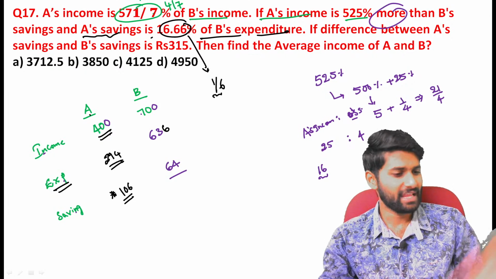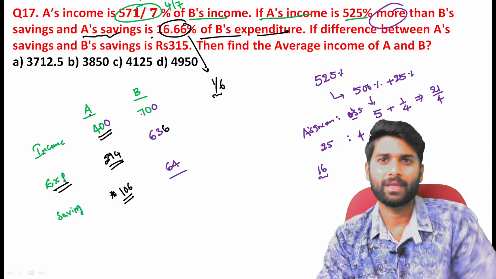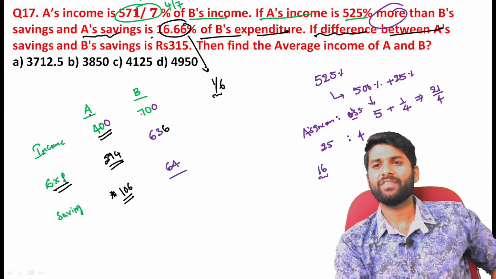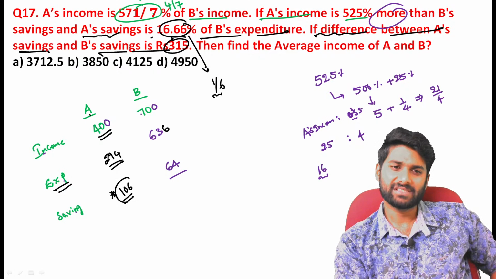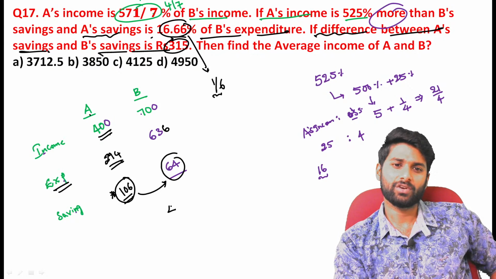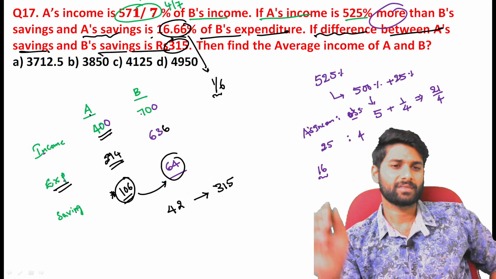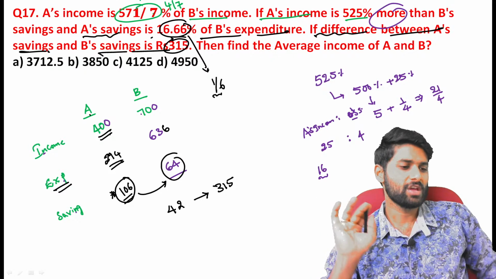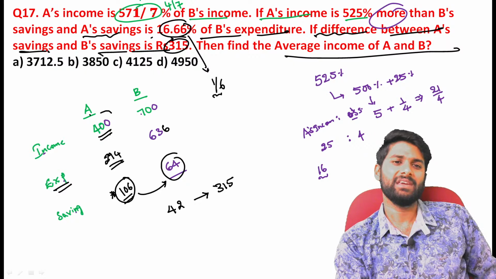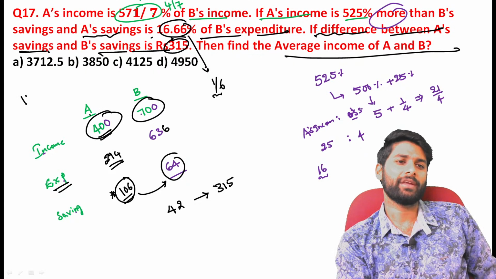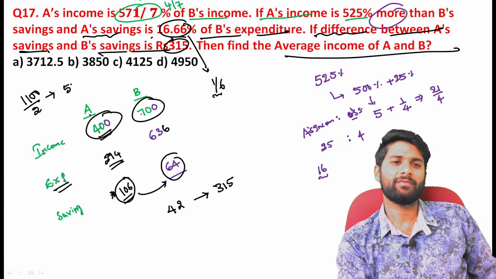Or you can get the overall information from whatever the assumptions. Now here, comparison. The difference between A's savings and B's savings is 315. What is A's savings here? 106. B's savings is 64. Now the difference becomes exactly equal to 42 units. 42 units become 315. Now, what is the average income of A and B? See, the sum of their incomes I already assumed is 1100. We want the average, which means sum divided by number. So, the value becomes 550.